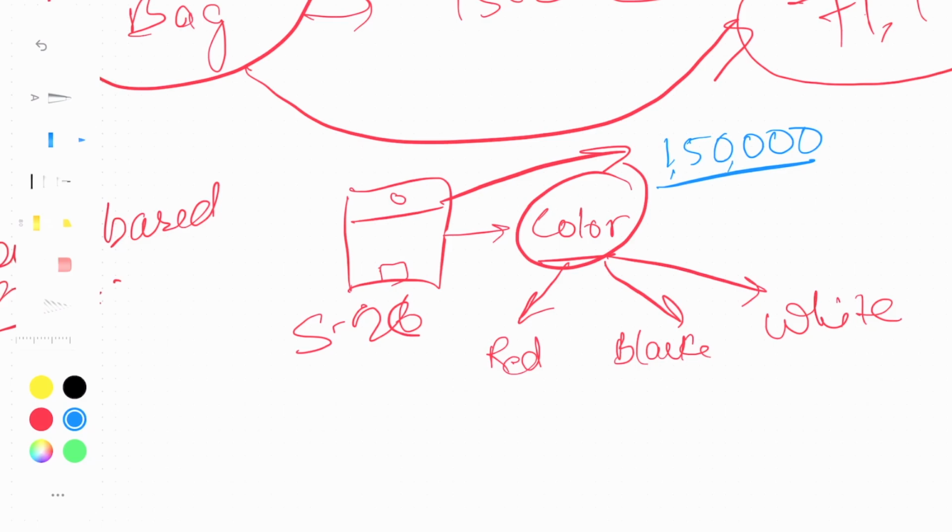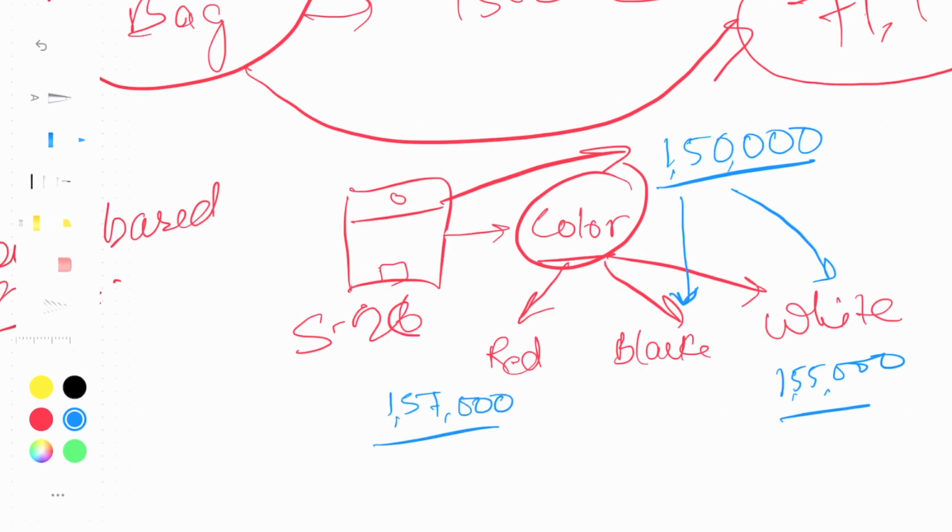Let's suppose that this base price is for the black one, but for the white variant we need to make it 1,55,000. And for the red variant it will be 1 lakh 57,000. This is for different variants. So for the different variants, our price is different.